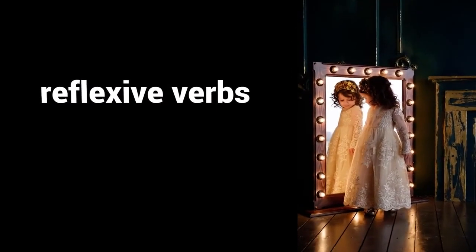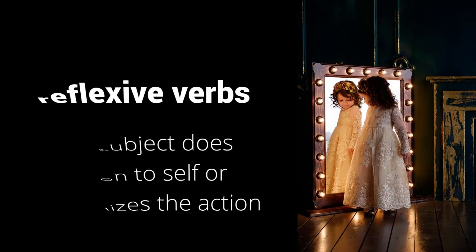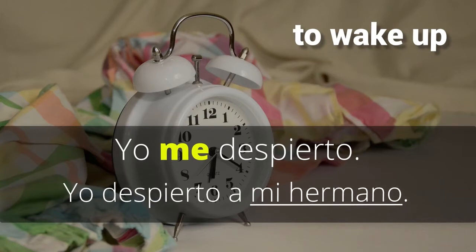The first situation we're going to look at is a reflexive situation. And we're going to keep this simple, so we'll look at the verb to wake up. Now, there's two different ways you could look at this. You could say, I wake up, and that's what this would look like. Yo me despierto. Or you could say, I wake my brother up, in which case it would look like this. Yo despierto a mi hermano.